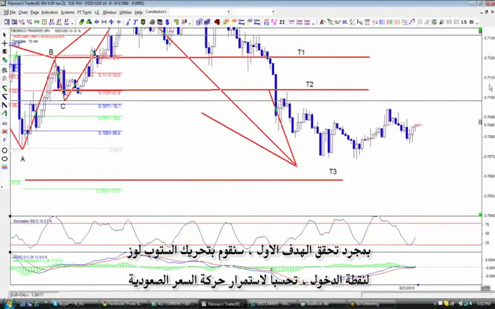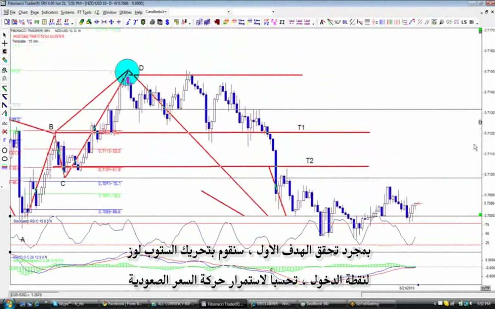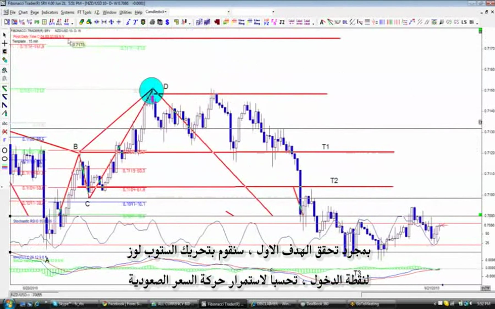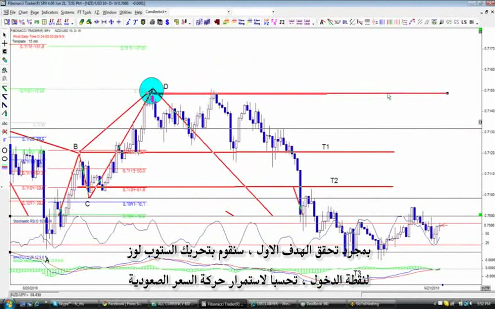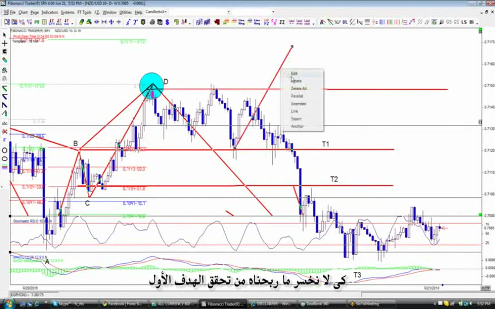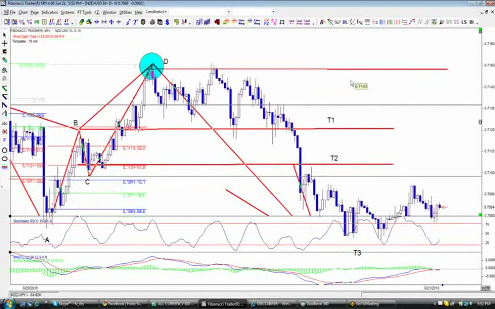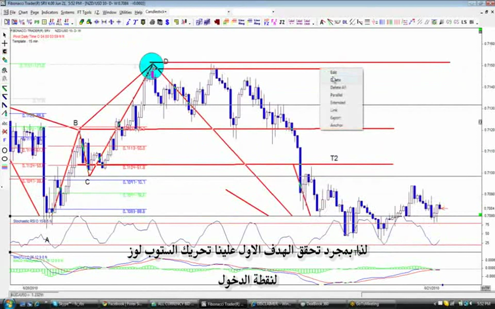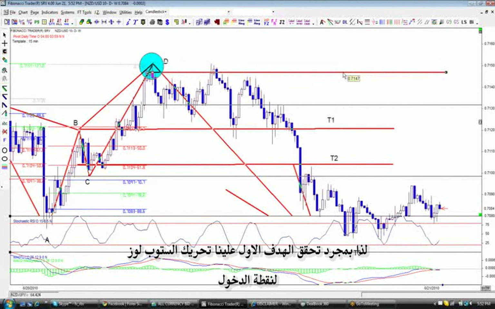Once target 1 is filled, we're going to move the stop from all the way up here to break even. Now, in case price bounces off this 382 and continues to trade bullish, we'll get stopped at break even. We won't lose money, and we'll cash out the money that we profit from target 1. Same with target 2. So once target 1 is filled, we move the stop to break even.